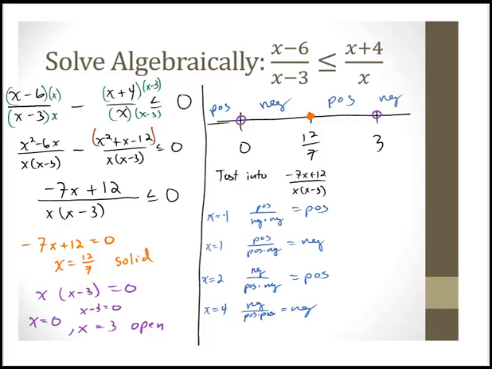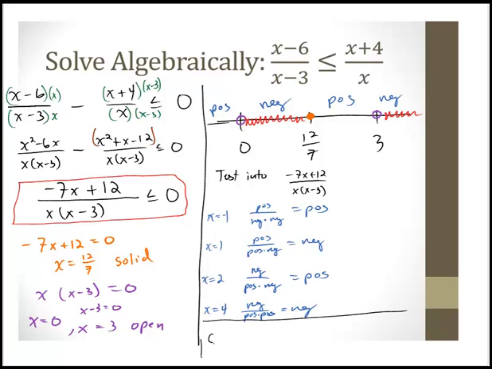Now we wanted the negative 7x plus 12 over x times x minus 3 to be less than or equal to 0, so I'll shade wherever negative. And writing the solution using interval notation, I would have from 0 to 12/7, and I can bracket the 12/7, union, parenthesis, 3 to infinity. All right, so that concludes the presentation for this section.